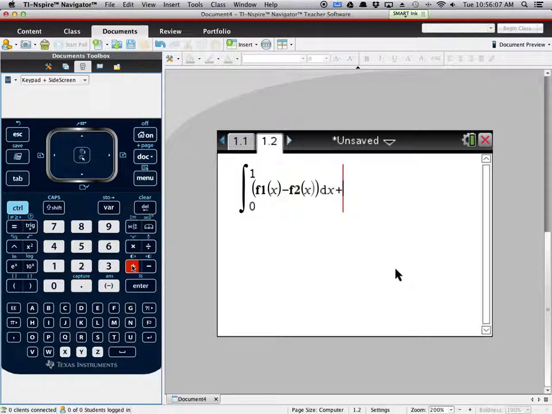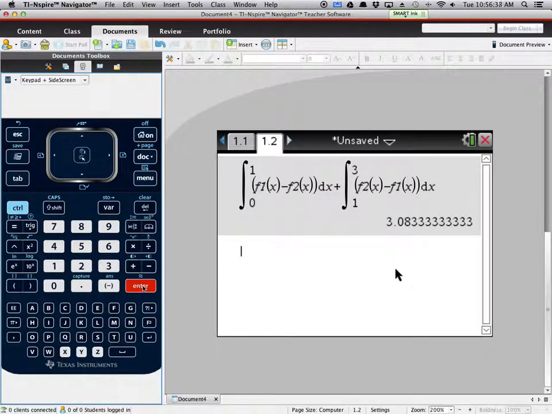Then go plus. I need my second integral, so we go shift plus. This one's going from where to where? 1 to 3, but this time which one comes first? F2. So I do my variables, f2, then minus my variables, f1. Make sure we put an x on it. We press enter, and we have our answer. How many decimals do we want? 3.